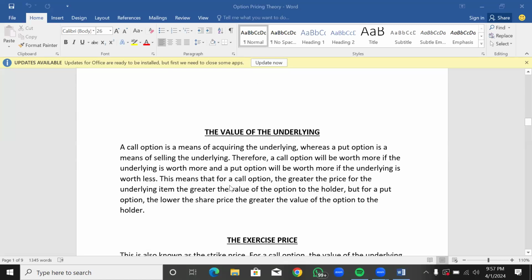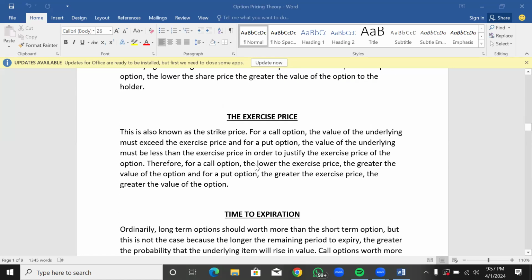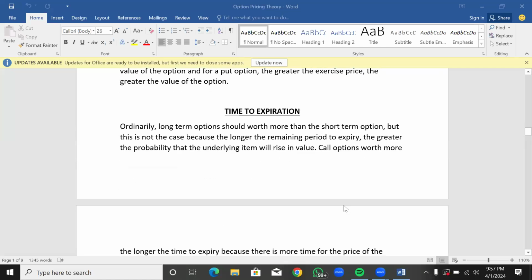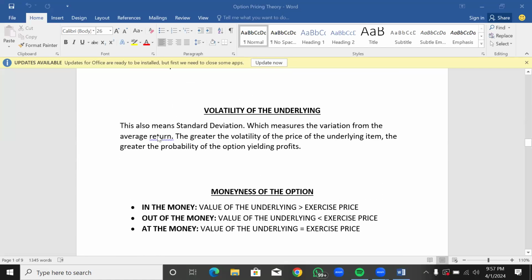So these are some explanations of how they affect the call option and how they affect the put option. Please ensure to read all this. This is the exercise price: how the exercise price affects the put option, how it affects the call option. Please read that. Time to expiration affects the call option; either the call option will be worth more or worth less. Read each and every one of them.